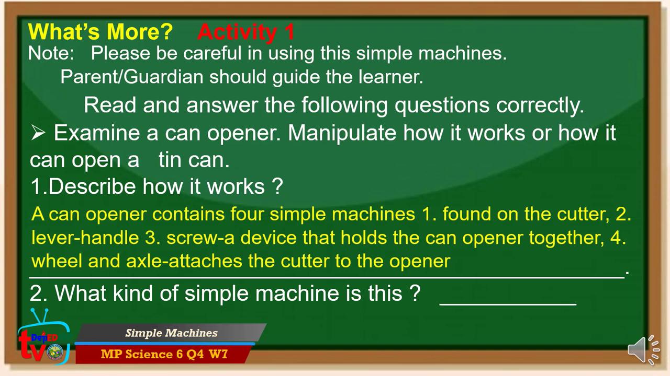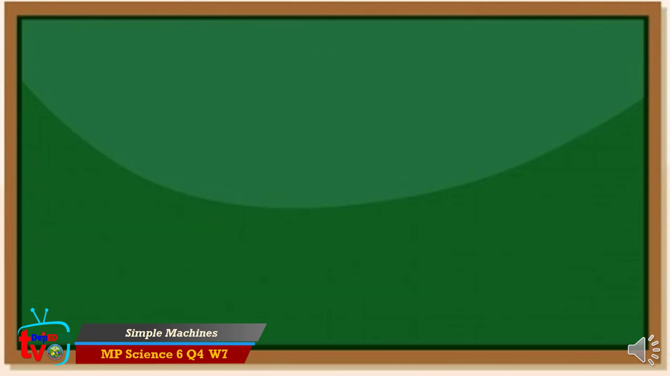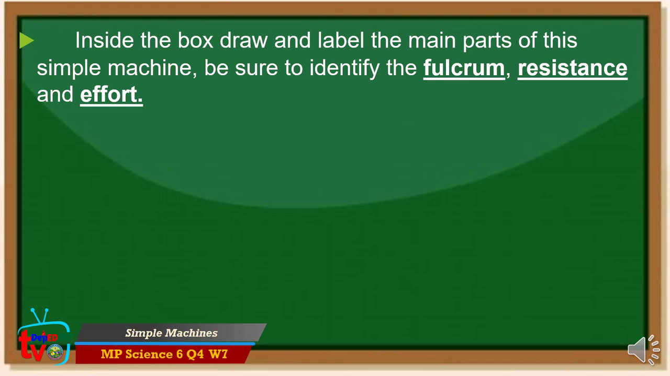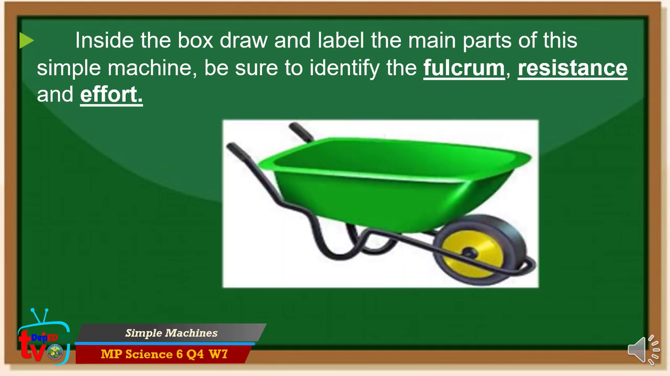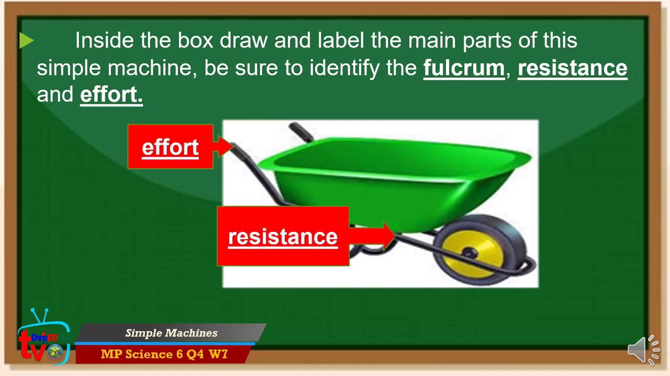Next question, what kind of simple machine is this? The answer is class 2 lever, or the second class lever. Inside the box, draw and label the main parts of the simple machine. Be sure to identify the fulcrum, resistance, and effort. The handle is the effort. This one is the resistance. Here, this one is the fulcrum.